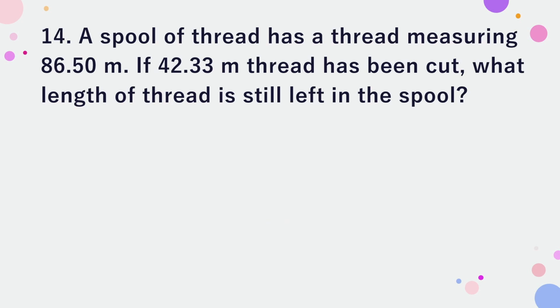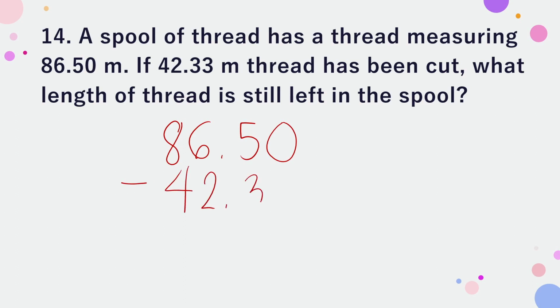Let's move on to problem number 14. A spool of thread has a thread measuring 86.50 meters. If 42.33 meters of thread has been cut, what length of thread is left in the spool? This is a subtraction. I agree with that. 86.50 minus 42.33. So borrow, right? This becomes 4, this becomes 10.